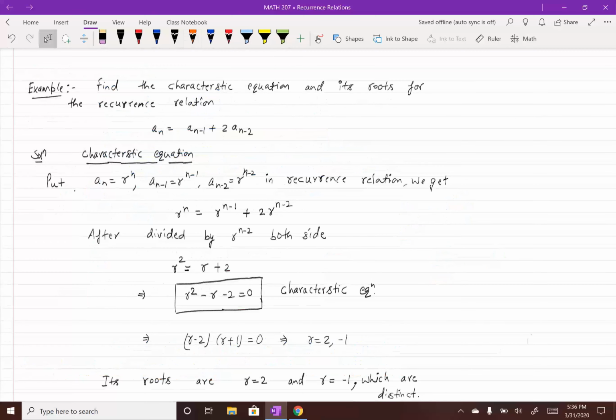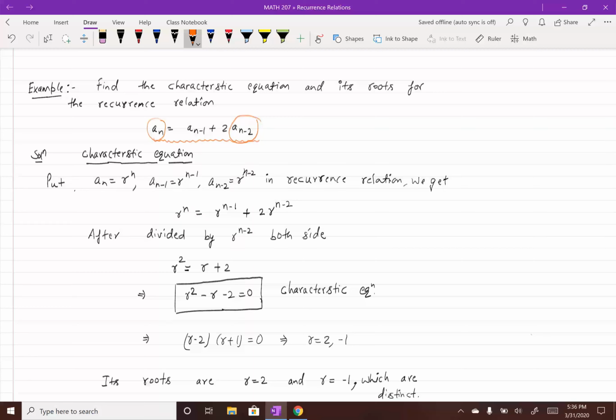Let's look at one example and see how you find the characteristic equation and its roots for the following recurrence relation, where A of n is equal to A of n minus 1 plus 2 times A of n minus 2. It is a recurrence relation which is linear, homogeneous, and with constant coefficients, and the degree of this recurrence relation is 2 because the A of n term is connected with the A of n minus 2 term.